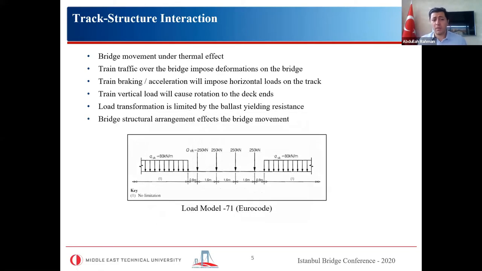Now, any bridge structure will move under thermal effect. If your bridge is moving under thermal effect, your track is continuous and is not moving under thermal effect, because your bridge is contracting or expanding. So this movement will induce an extra stress in your rail. Again, traffic passing over the bridge, your train, will induce some bending moments on the bridge. This movement of the deck due to flexure, or due to bending stiffness, will induce additional stresses on your track. You should check them. Also, the braking and acceleration forces, as I've mentioned before, will induce horizontal forces which will cause your bridge to move. This bridge movement will induce extra stresses on your track.